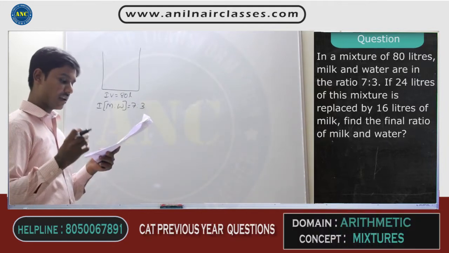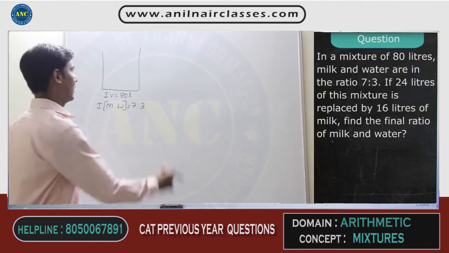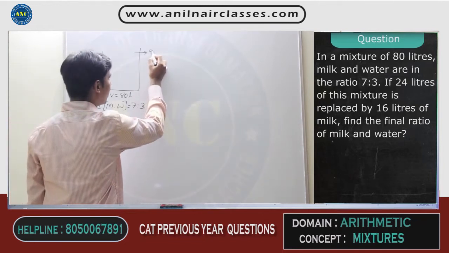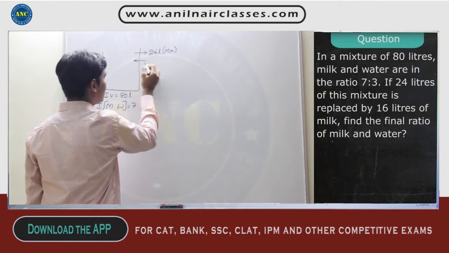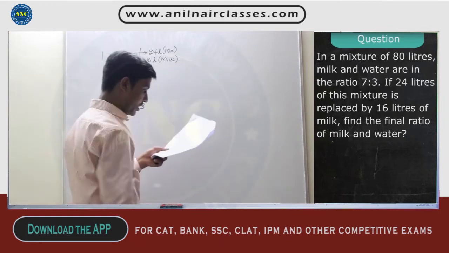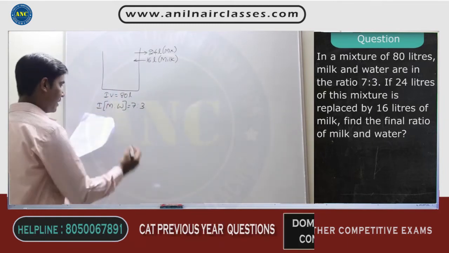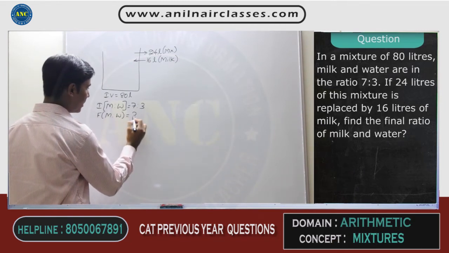If 24 liters of this mixture is replaced by 16 liters of milk. That means I am taking out 24 liters of mixture and I am replacing this with 16 liters of milk. Right? Your question is to find the final ratio of milk and water. What is the final ratio of milk and water inside the vessel?